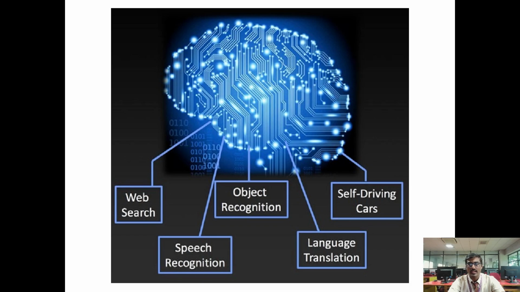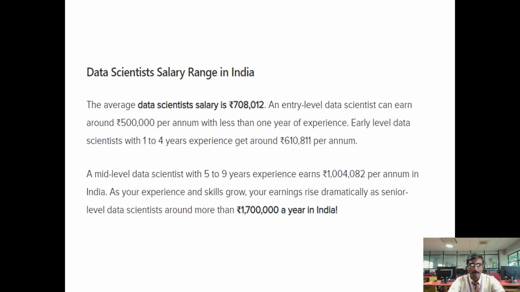We can have self-driving cars. As human beings we can do all these things, but machines cannot do so. We need to train the machines to do this. So ANN is all about that training.